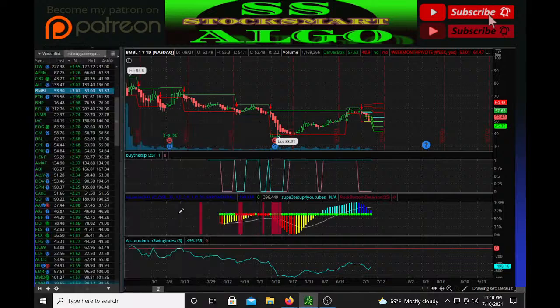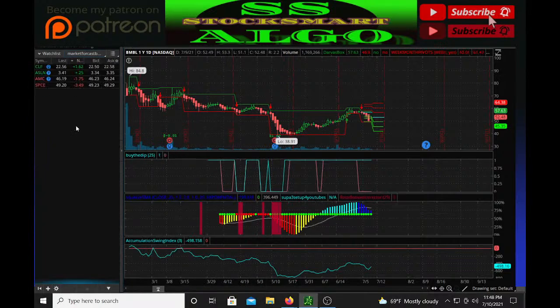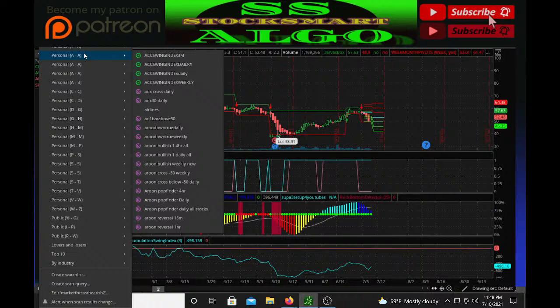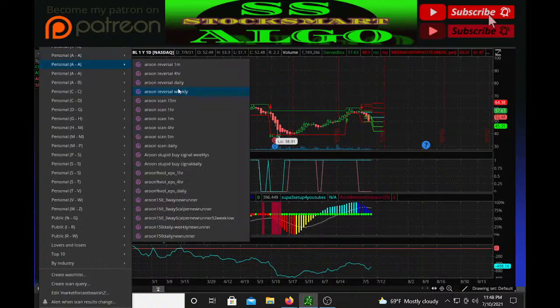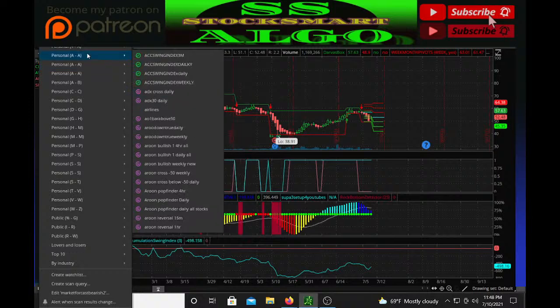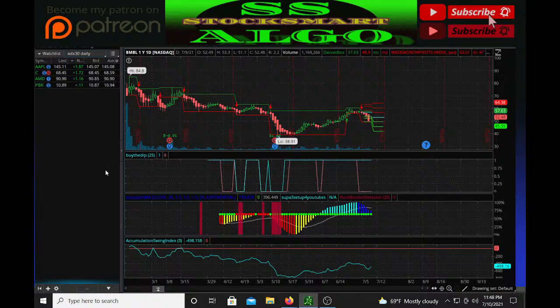And we'll try this one, market forecast. And this gives us CLF, ASLN, AMC, and SPCE. And that is market forecast bearish. Okay. Not the best look there. And we'll go for our ADX crossing 30, and that's Apple, C, AMD, and PBR.